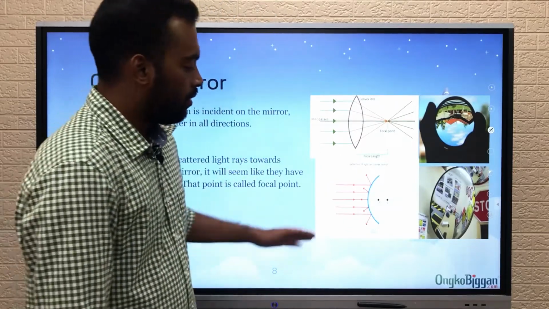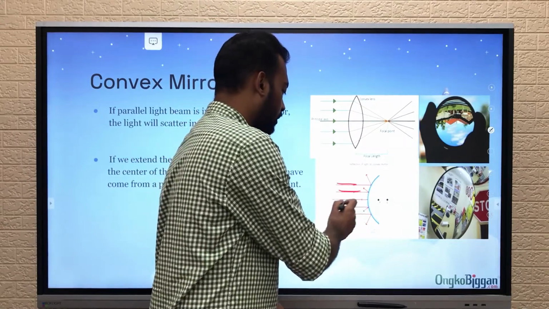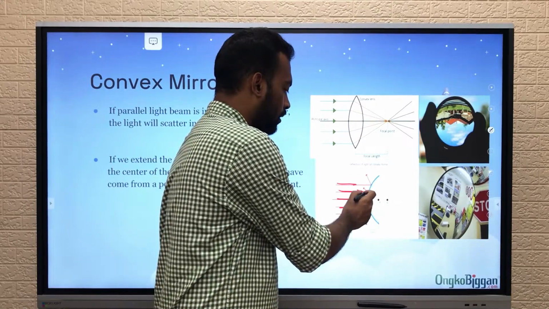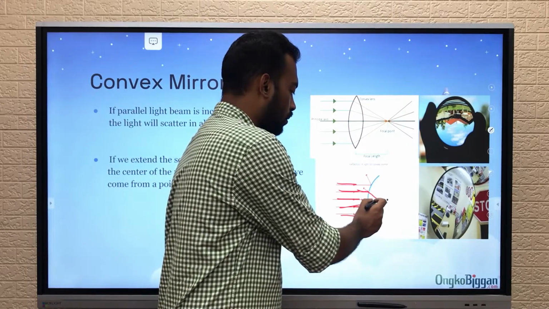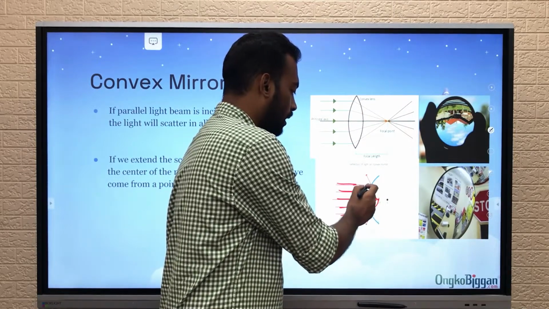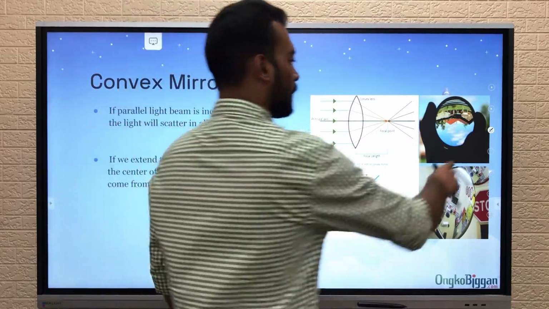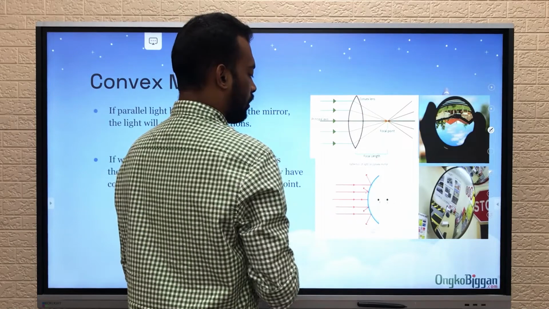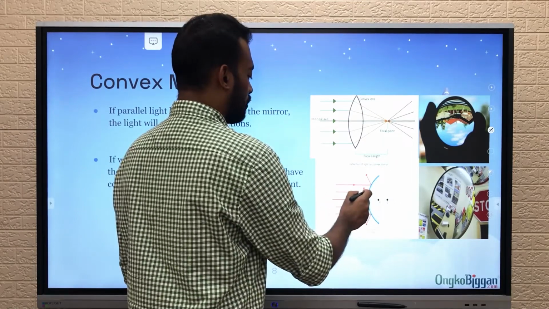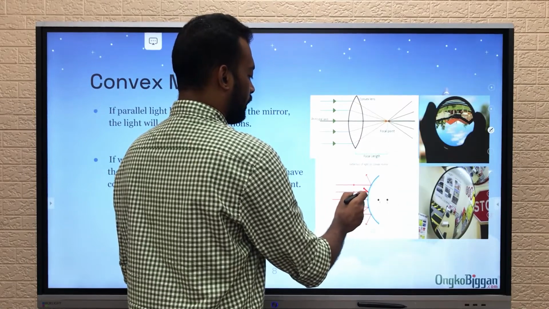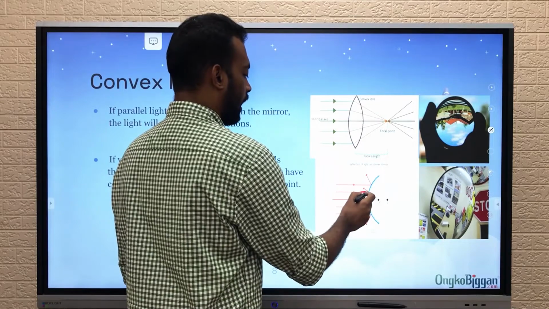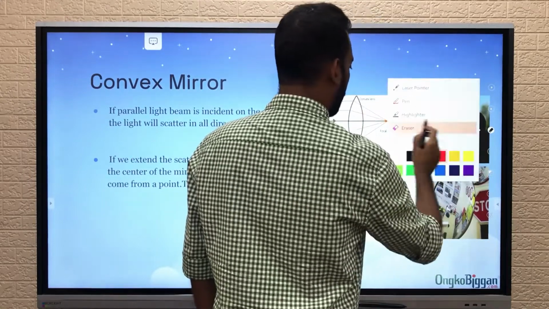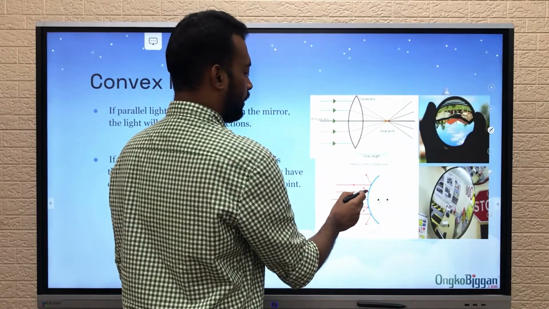Now, what happens? These beams of light, these red ones, are falling on this mirror. Then, see, this is going to this focal point. All these rays are coming to this focal point. How to understand that? Suppose a beam of light falls on the mirror, the light will be reflected back. These beams of light will reflect in this direction.